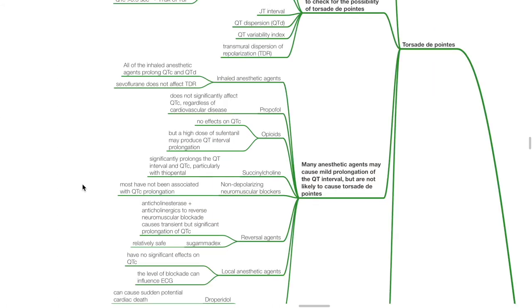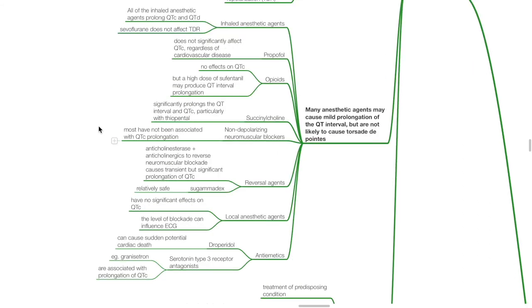Many anesthetic drugs may cause mild prolongation of the QT interval, but are not likely to cause Torsades de pointes. All inhaled anesthetic agents prolong QTc and QTD. Sevoflurane does not affect TDR. Propofol does not significantly affect QTc. Most opioids have not been associated with QTc prolongation, but a high dose of sufentanil may produce QT interval prolongation. Succinylcholine significantly prolongs the QT interval and QTc, particularly with thiopental.